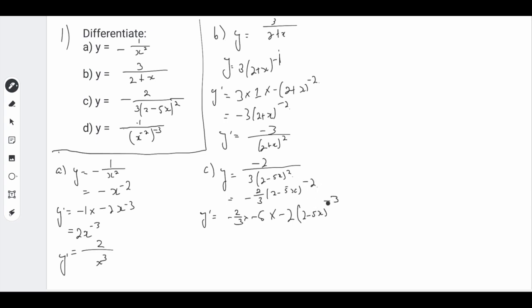So you can see how this is really a very systematic, very stepwise method of finding the derivative, right? So now I'm going to simplify these 3 terms. I get, that's 10, so minus 20 over 3, and then (2 minus 5x) to the power of minus 3, or I can write that as minus 20 over 3 (2 minus 5x) to the power of 3. And that would be my answer to part C.